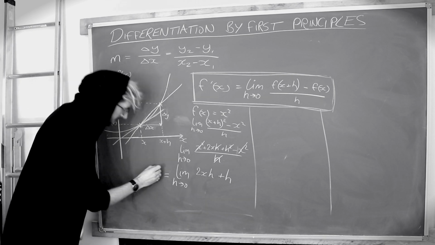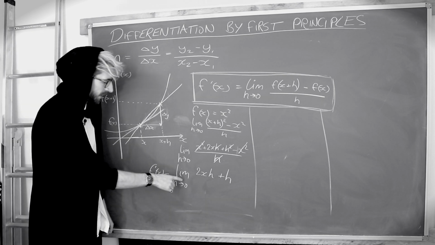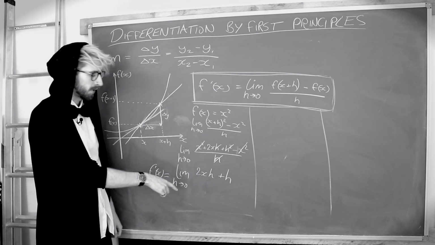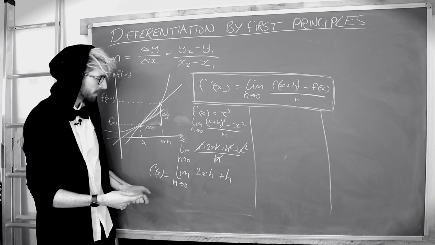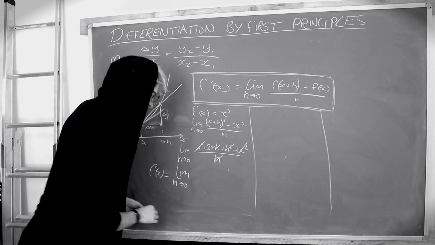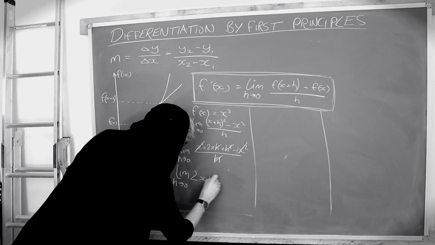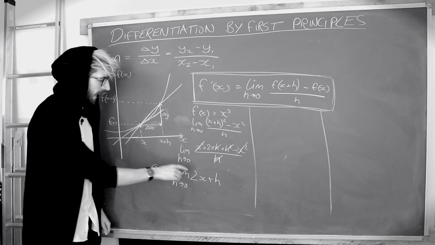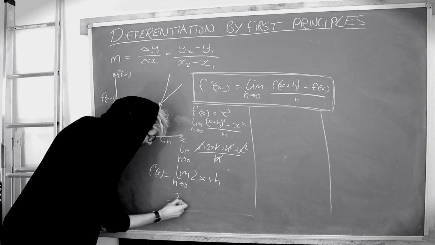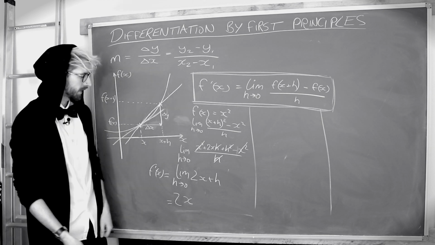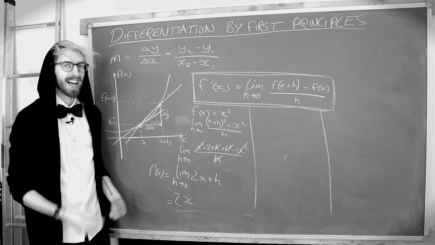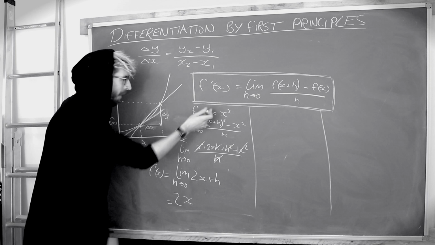So we have f prime of x is equal to the limit of 2x plus h as h tends towards 0. As we make h really small, this just approximates to 2x. It becomes 2x. So the derivative of x squared is 2x. That's the gradient function of x squared.